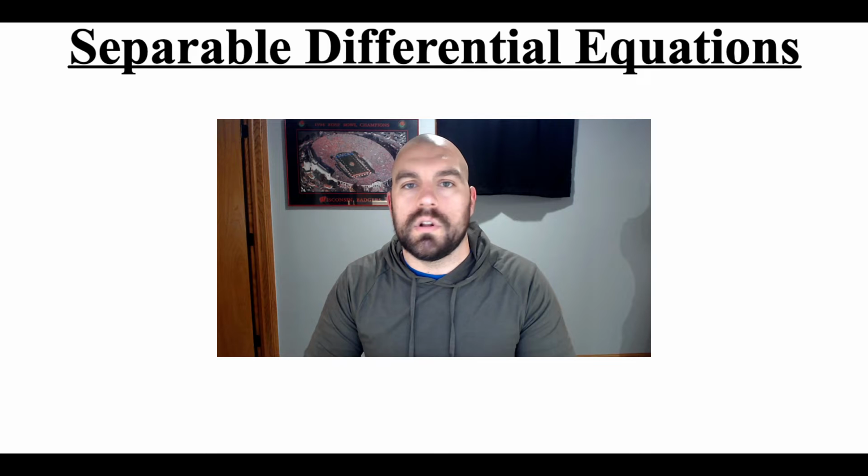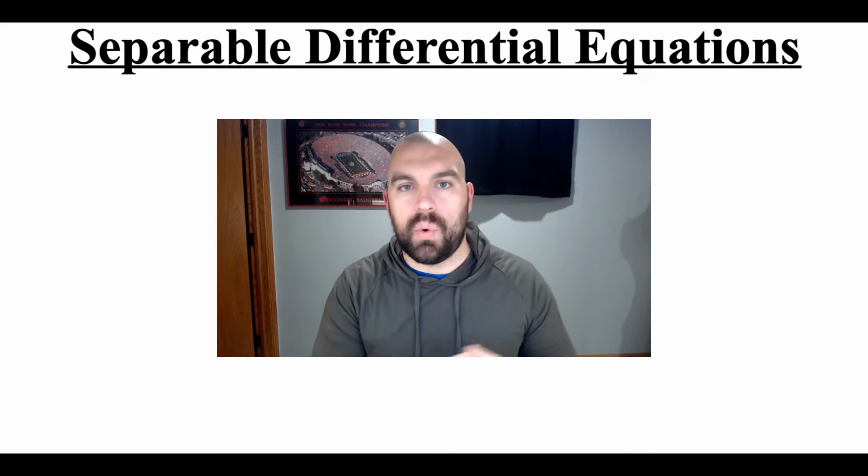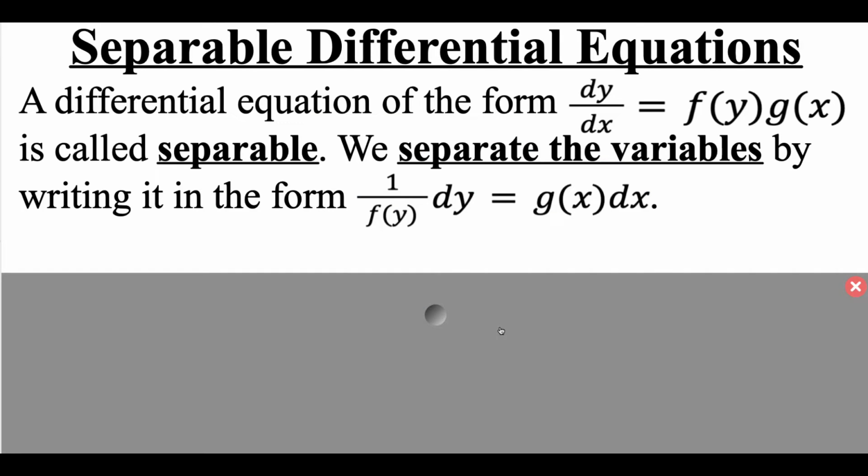In this video, we're going to look at separable differential equations. A differential equation of the form dy/dx equals f of y times g of x is called separable because we can separate the variables. We can get all the things that have y variables in them on one side and all the things that have x variables in them on the other side. So we can rewrite it in the form 1 over f of y dy equals g of x dx.